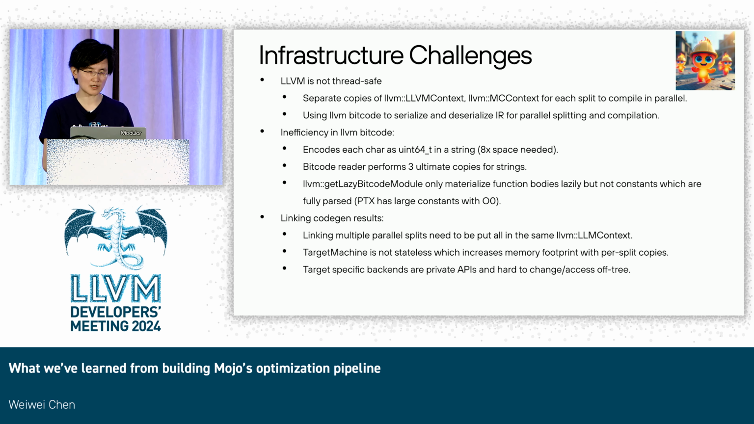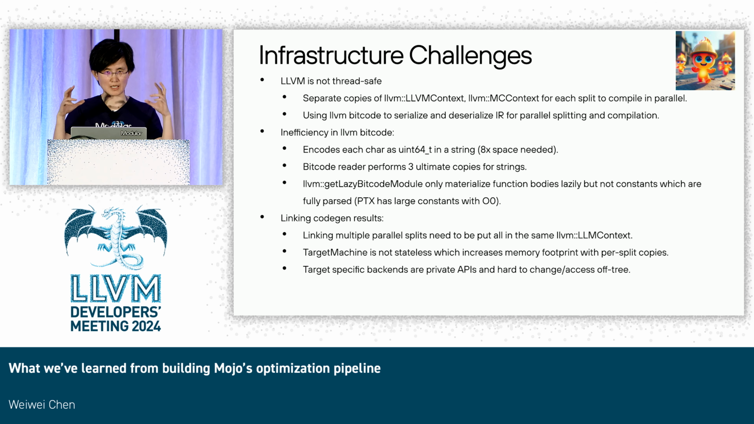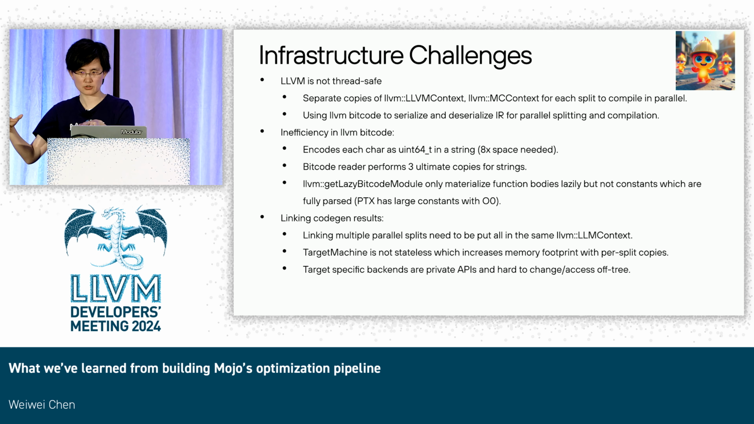We also run into some inefficiency in LLVM bitcode. For example, characters are actually encoded as uint64, which takes about 8x space as needed. It is also not super performant to do the copy of the strings. And lazy loading is pretty great for function bodies, but not great for constants. And we run into a little bit of a performance issue with PTX, because currently we're using it as basically just a big string in the IR as a result of the elaboration. So we have to somehow work around these issues, and try to not fully rely on the infrastructure to do that.